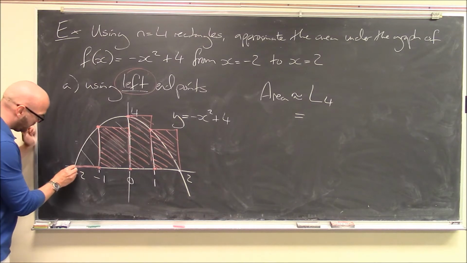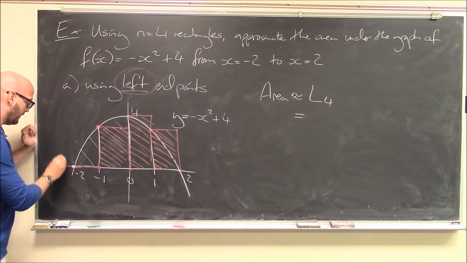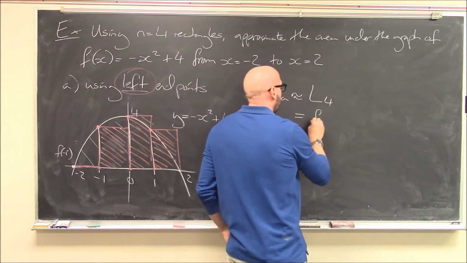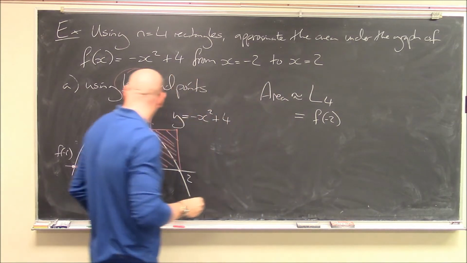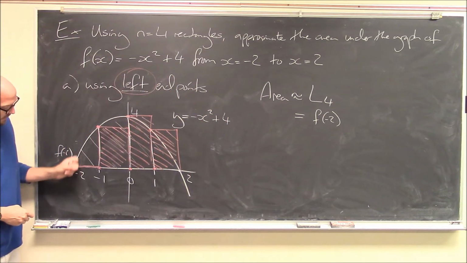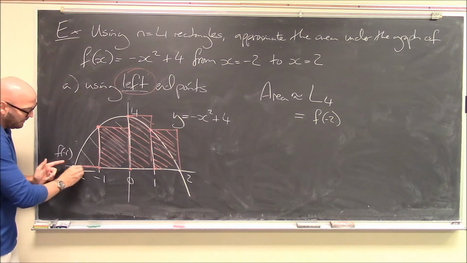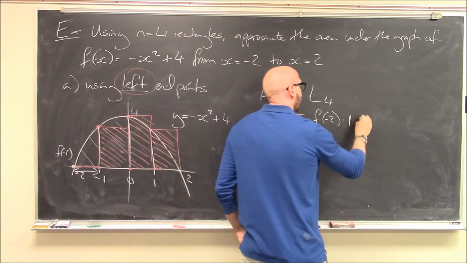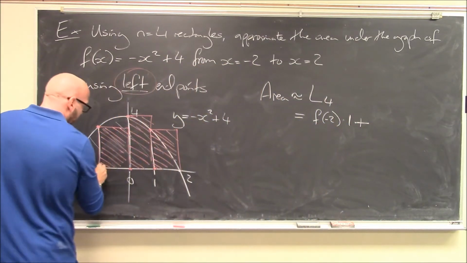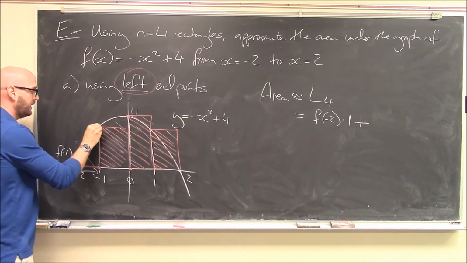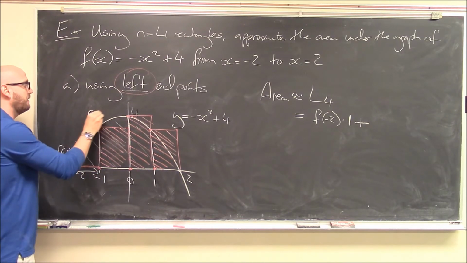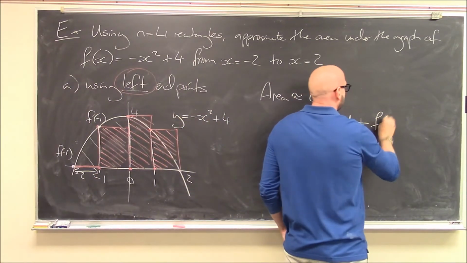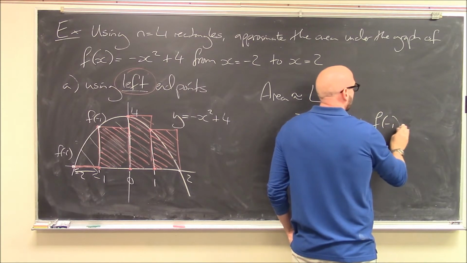What are they? Well, that point right there has height f of minus 2. So it's f of minus 2 times the width, sorry, the height times the width. And the width of that rectangle is just 1. Times 1. Plus the area of the next rectangle. What's that height? Well, we look at the function at minus 1, so there's f of minus 1. There's the height, times the width is 1. Times 1.